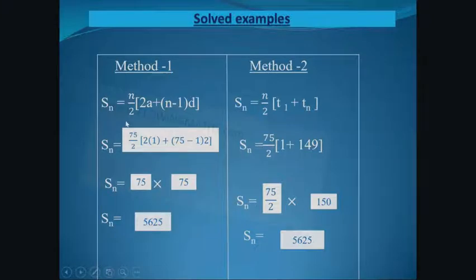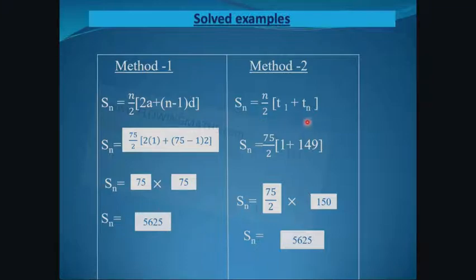Using both methods. Method 1, using the direct formula, Sn is n upon 2 into (2a plus (n minus 1) d). A is 1, so 2 into 1 plus (75 minus 1) into d. D is 2. That becomes 2 plus 74 into 2, which is 150. Taking the 2 out, it becomes 75 upon 2 into 150, and the 2 gets cut, so it becomes 75 into 75, which is 5625.